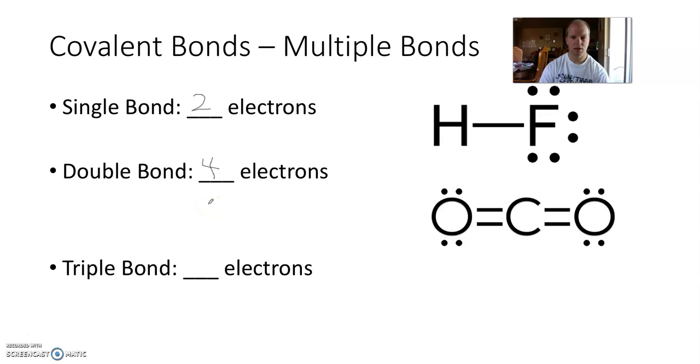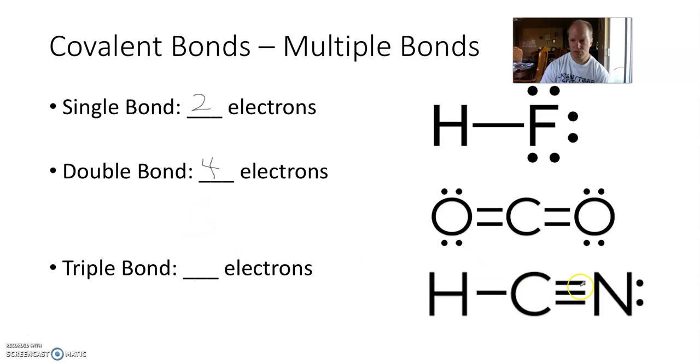Now we can even get crazy. We can get a triple bond. You can probably see the pattern here. Here's a triple bond, you guys, between the carbon and the nitrogen. That involves 6 electrons. So I just want to remind you of that, you guys. It's been a while since we've drawn Lewis structures and talked about bonds. So that's going to come up.